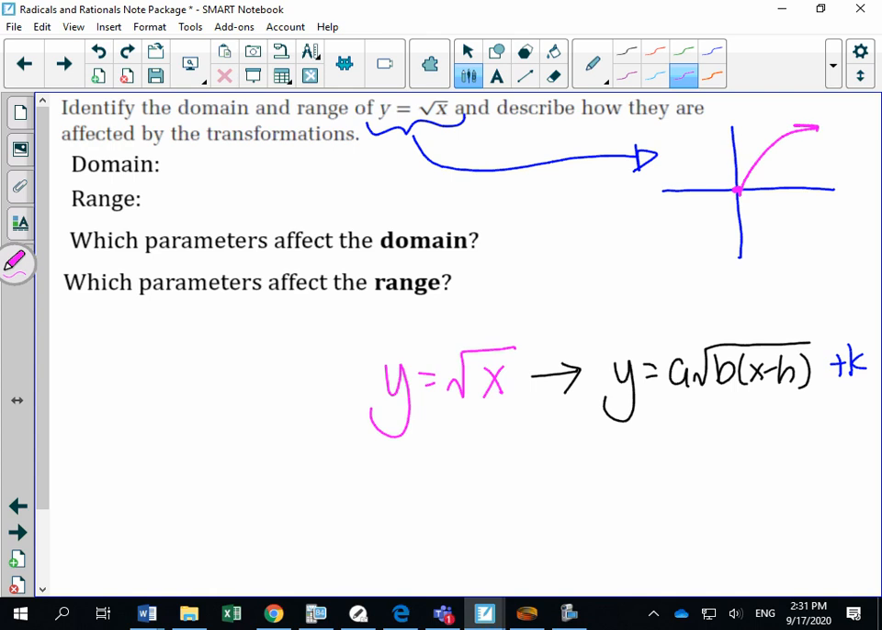That radical looks like this. So if I said, okay, well, what's the domain of that radical? X is greater than or equal to 0. What's the range of that radical? Y is greater than or equal to 0.